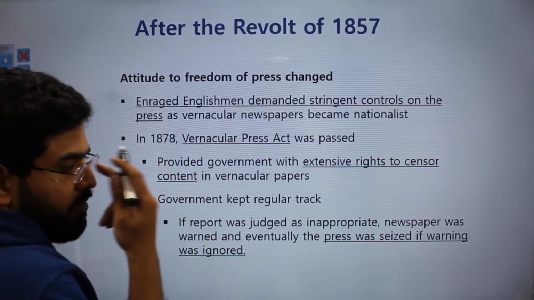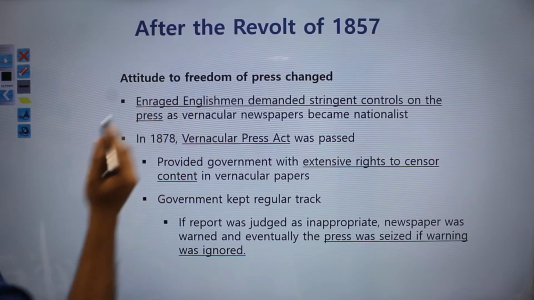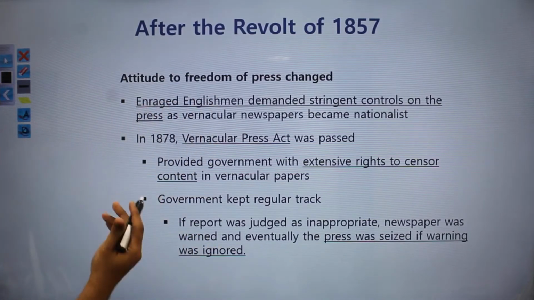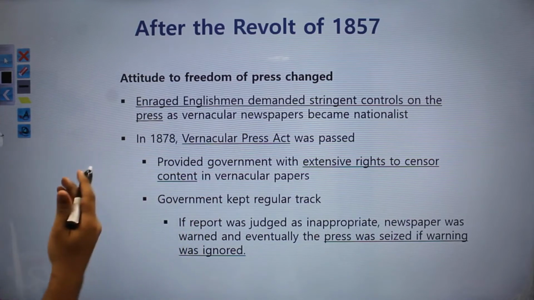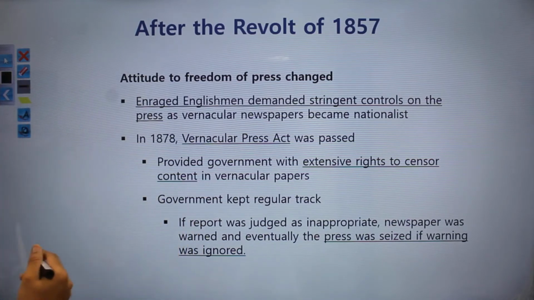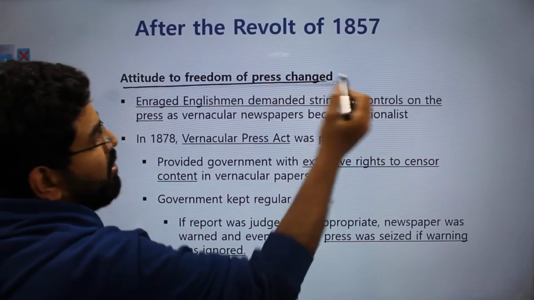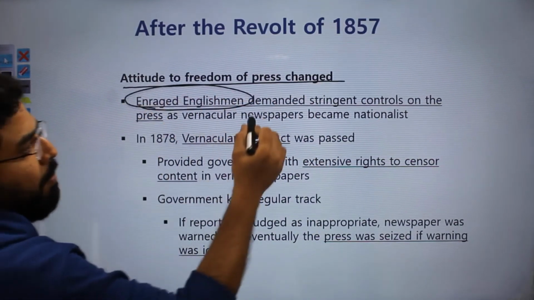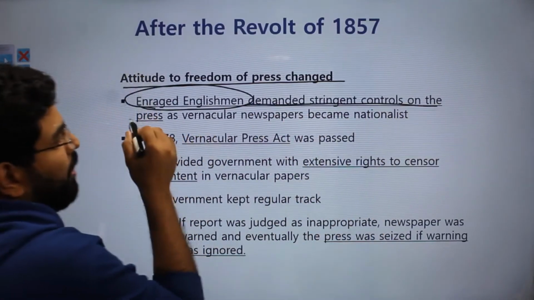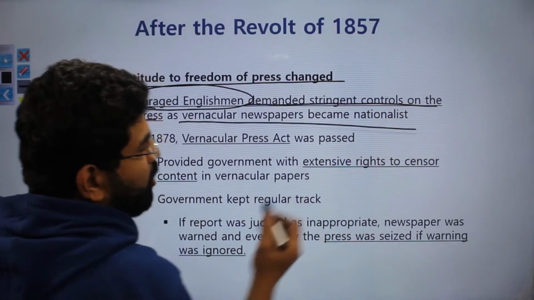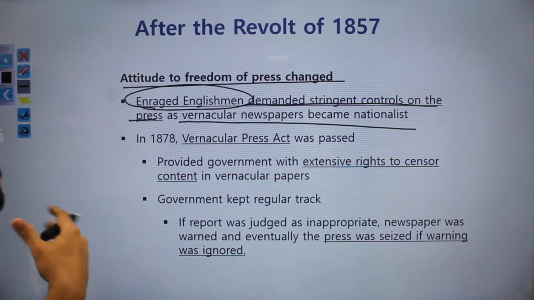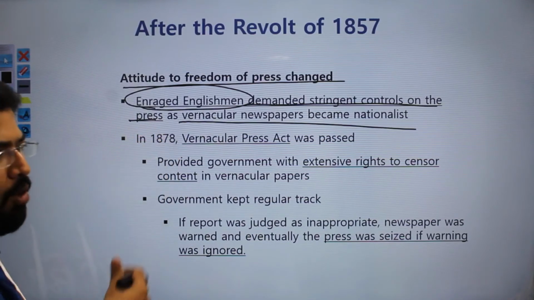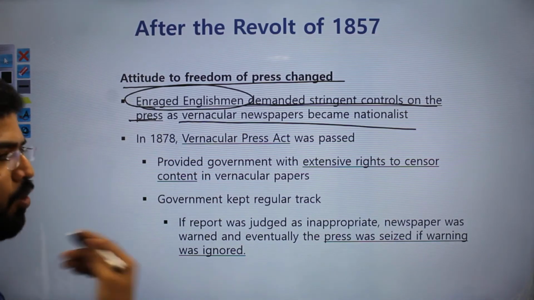In the revolt of 1857, the press played a huge role, and hence the British again thought that censorship was needed. So their attitude towards the freedom of the press again changed. The enraged Englishmen demanded stringent controls on the press, as vernacular newspapers had become nationalist. They did not want another revolt. Hence again new laws were passed.